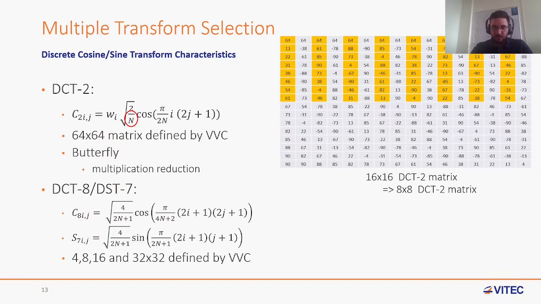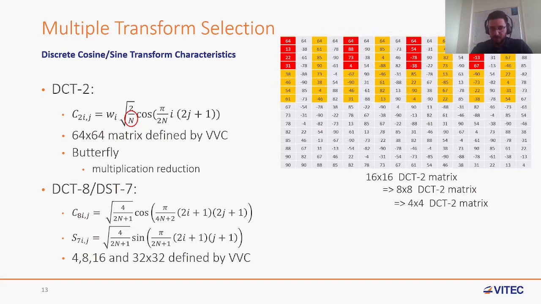In fact, we are able to deduce the 8 by 8 DCT2 matrix directly by selecting the even positioned columns. The same for the 4 by 4 DCT2 matrix. We can select directly the even positioned columns of the 8 by 8 matrix and retrieve directly the 4 by 4 DCT2 matrix. This fact actually allows the VVC standard to define only the 64 by 64 matrix, and all other matrices are directly deduced from this one. Also, the DCT2 has another feature called the butterfly, which allows for multiplication reduction.